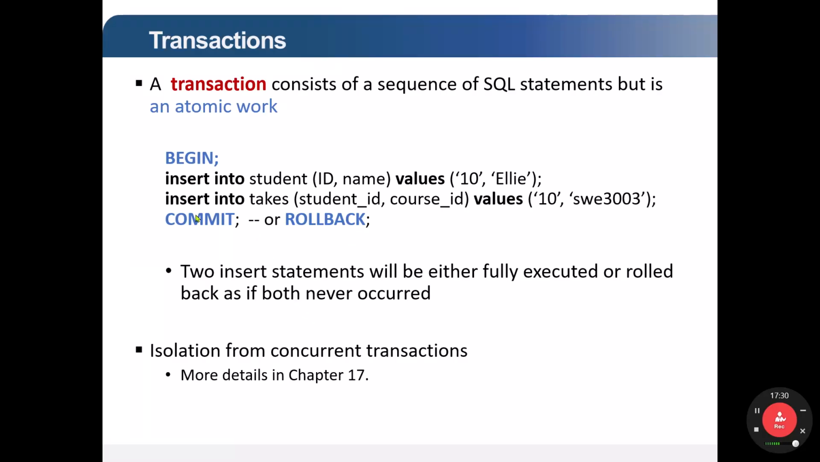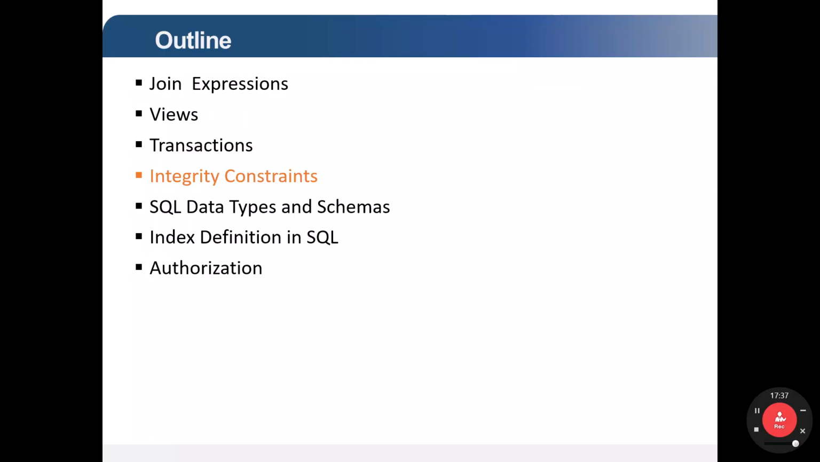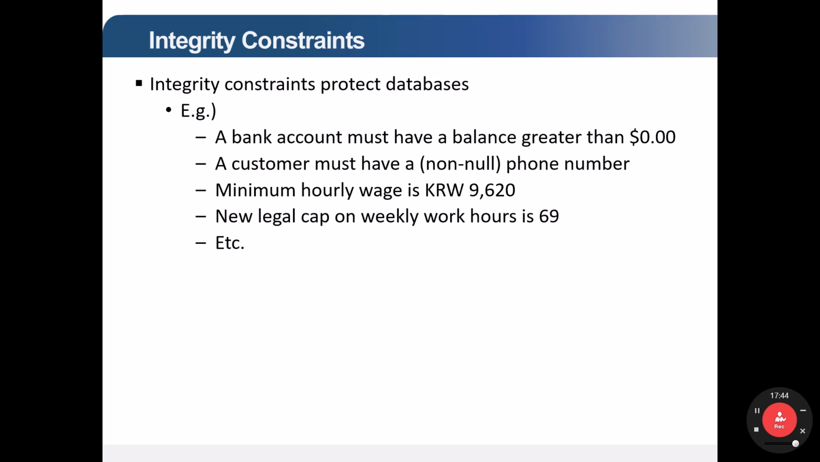And we are going to talk about these transactions a lot more in detail in chapter 17. Next, integrity constraint. So when we create a table, you learned that we can declare that a particular attribute cannot have a null value. You can put the not null keyword after the domain name, then that particular attribute does not allow you to store a null value, right? That is an example of an integrity constraint.